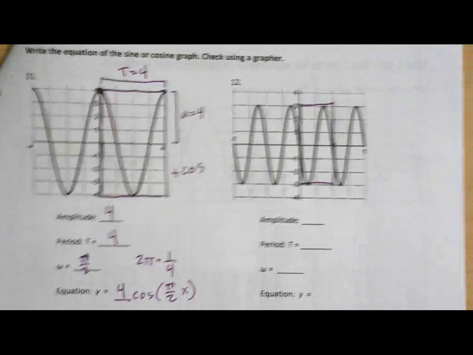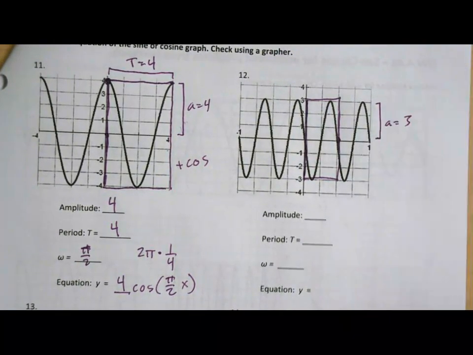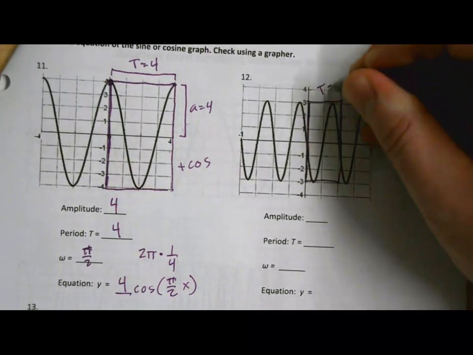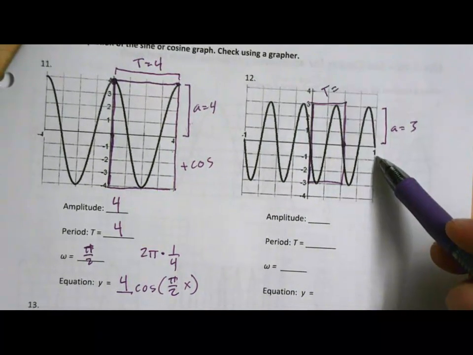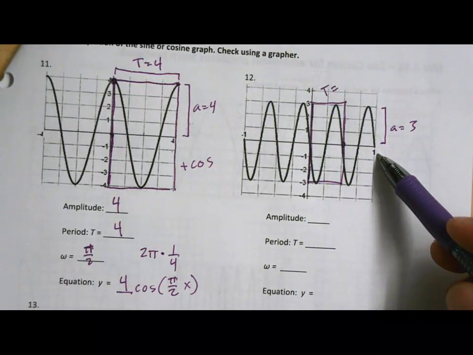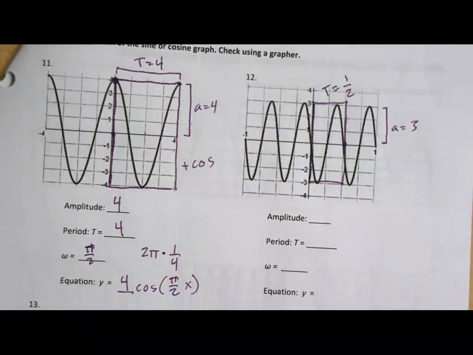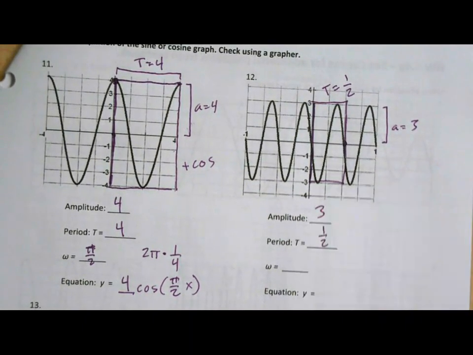So once we've got that drawn, we can start finding our amplitude, which looks to be 3 in this case. Oh, I just about got tricked on my period. I thought the period was 2. It's not. Got to look at the scale. Look at that trickiness. That's 1. That's 1. So period, that's rude. That's life. Life's rude sometimes. All right, amplitude's 3. Period's a half.